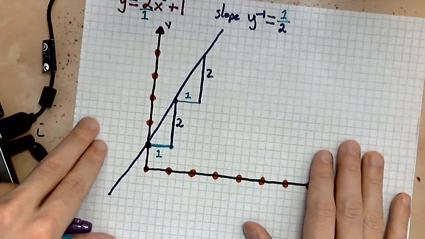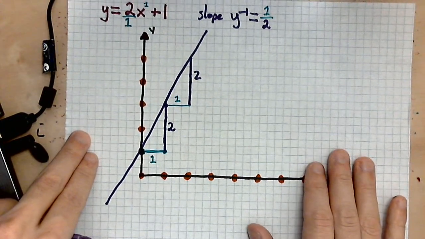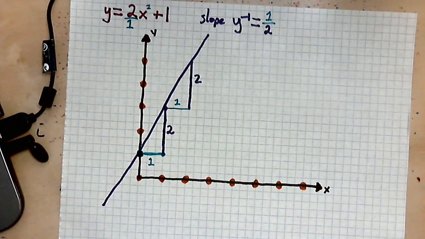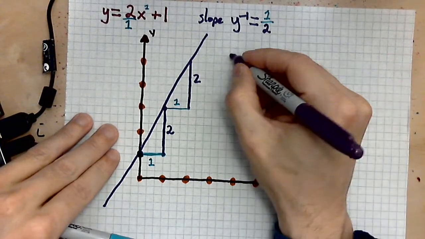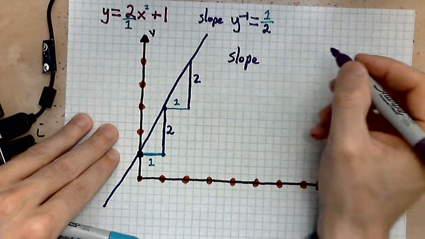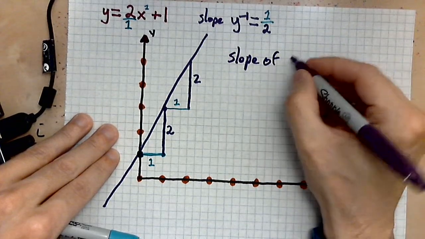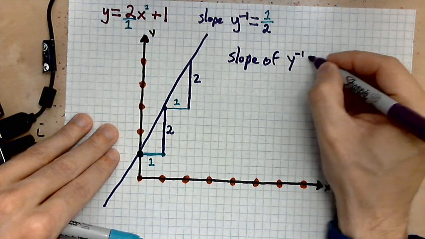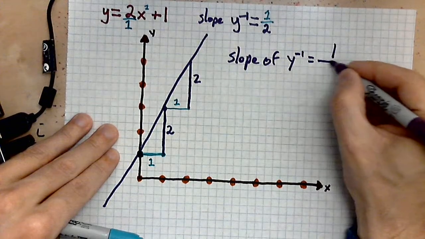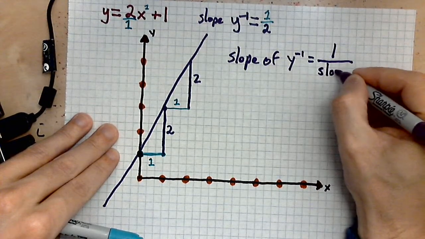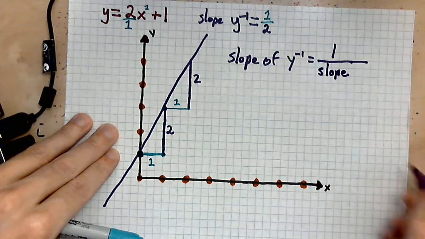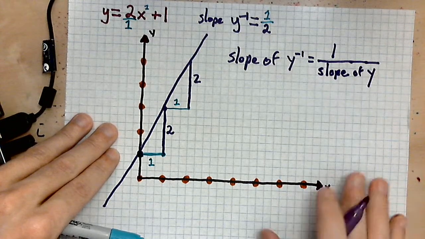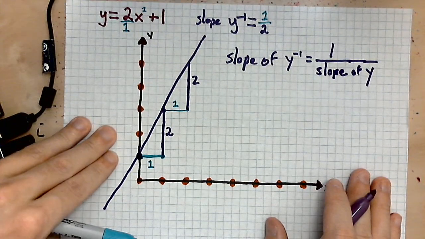So once again, as before, you can also observe that the slope of the inverse, let's say y inverse, is the same as 1 over the slope of y. That's it. That is the whole setup.